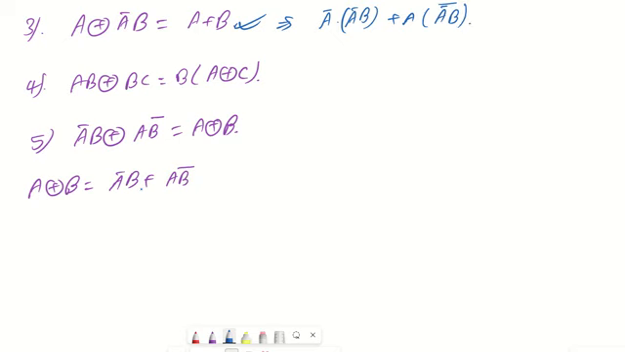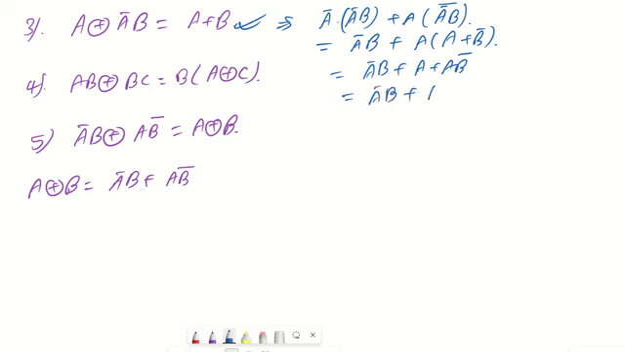Got it? Now if you expand this term, what you are going to get is A bar into A bar, which is A bar B, plus A times, by De Morgan's theorem, A plus B bar. So if I solve it quickly, it is going to be A bar B plus AB bar. And if I take A common, we have A bar B plus A times 1 plus B bar, and you already know 1 plus anything is 1, so it is just A.